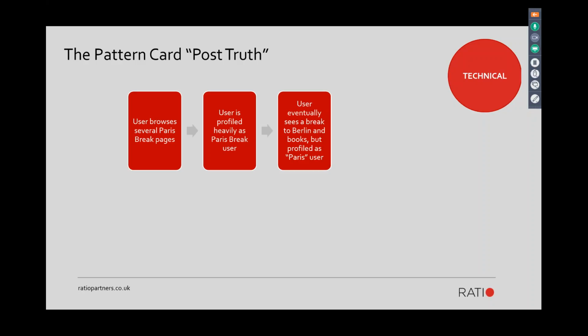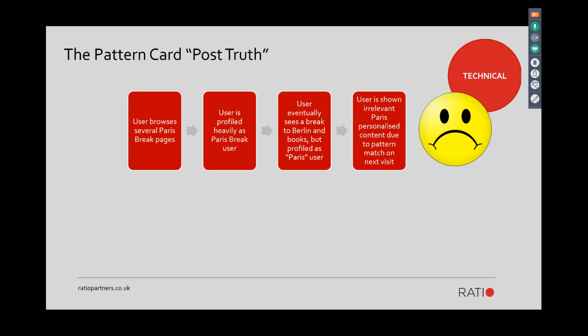So they're probably going to come back to the site the next time and say, well, okay, I want to see what's on in Berlin, what events are happening, what about flights, what about car hire? But because Sitecore's profiled them as being a Paris user on a previous visit, or even in the current visit, they're now going to see Paris content everywhere. So we've broken the experience for them. And this is where I think profile and pattern cards perhaps aren't the best way to go necessarily for every single organization.